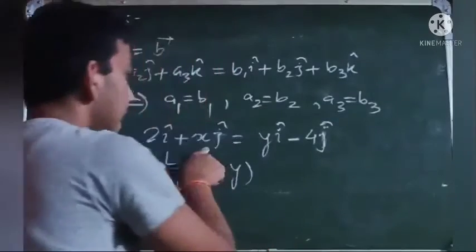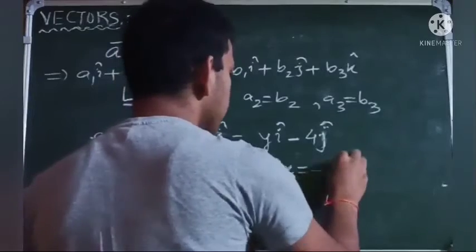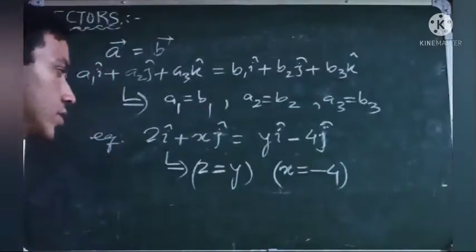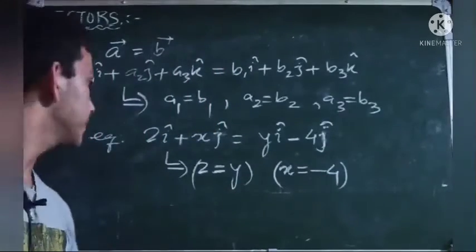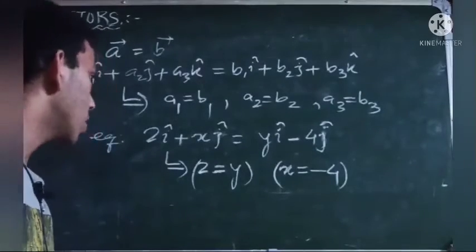And the y components, that is here it is x and here it is minus 4. So x will be equal to minus 4. We have got the two values x and y. In this way we can make use of the equality of two vectors concept.